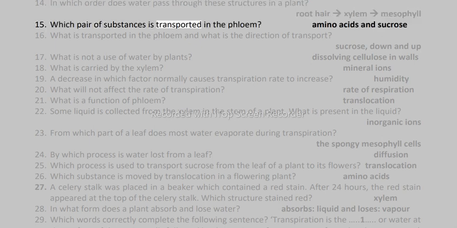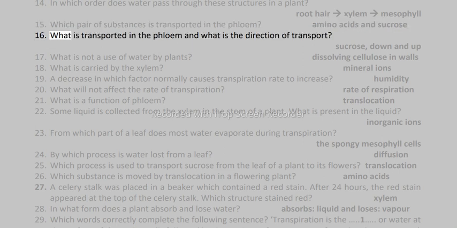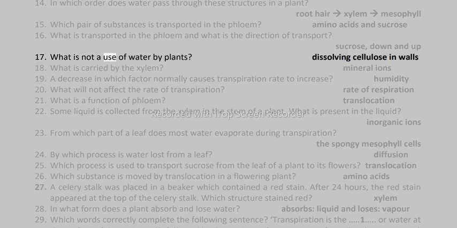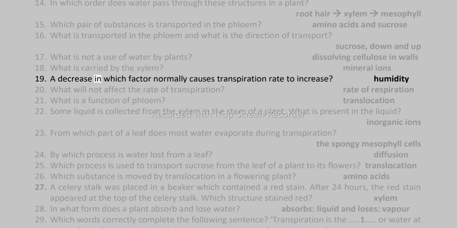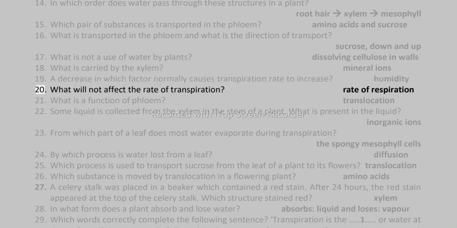15. Which pair of substances is transported in the phloem? Amino acids and sucrose. 16. What is transported in the phloem and what is the direction of transport? Sucrose, down and up. 17. What is not a use of water by plants? Dissolving cellulose in walls. 18. What is carried by the xylem? Mineral ions. 19. A decrease in which factor normally causes transpiration rate to increase? Humidity. 20. What will not affect the rate of transpiration? Rate of respiration.